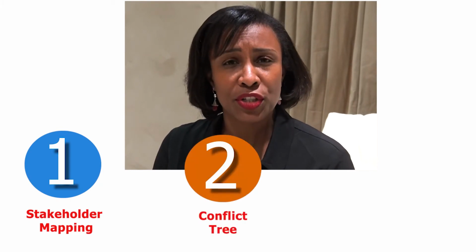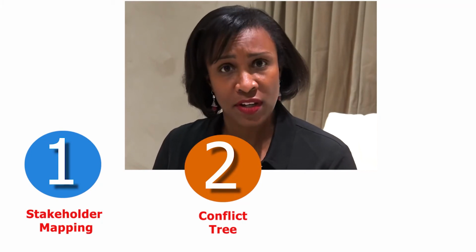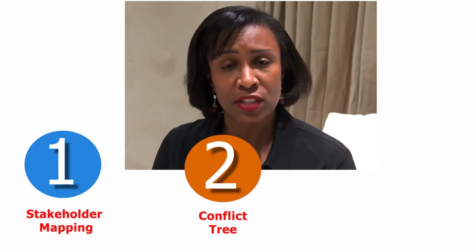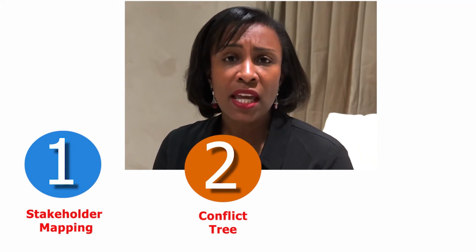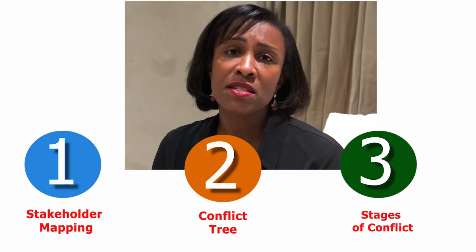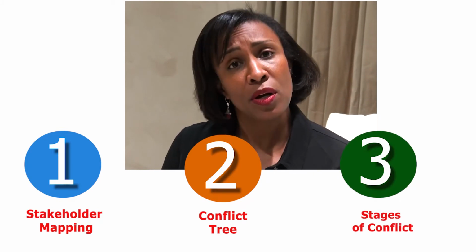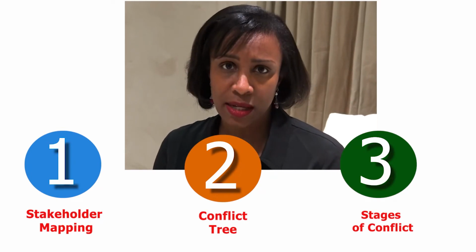One is called the conflict tree, which is trying to help us understand the difference between drivers of conflict and manifestations of conflict, or the cause and effect of different conflict dynamics. And the last one is looking at the stages of conflict, which enables us to understand if conflict is actually getting worse or getting better, or in other words, is it escalating or de-escalating.